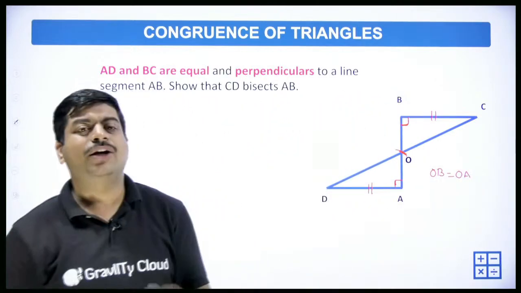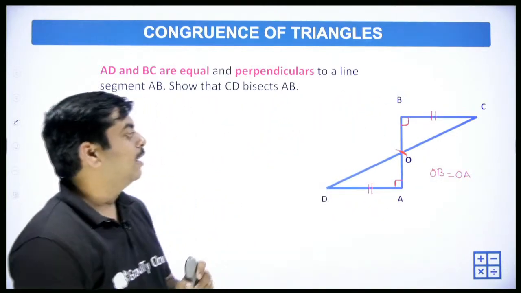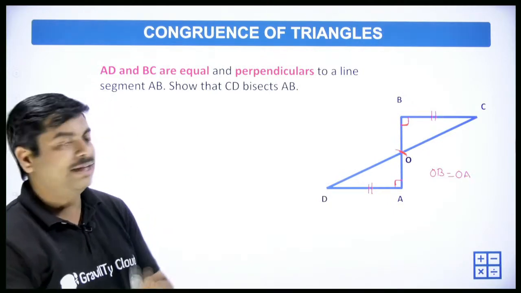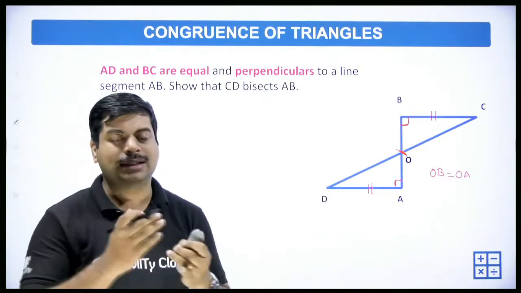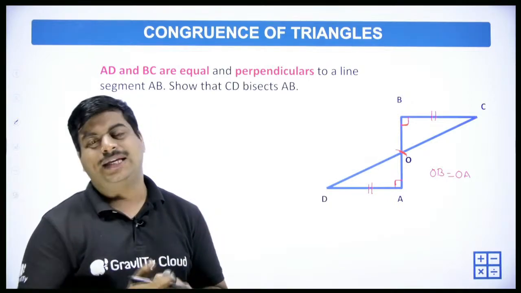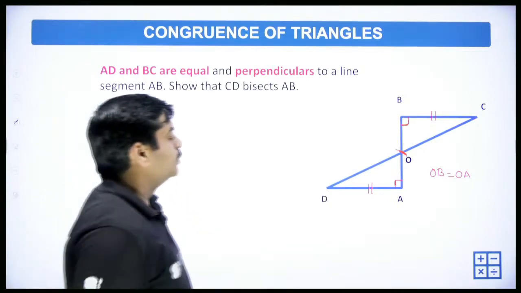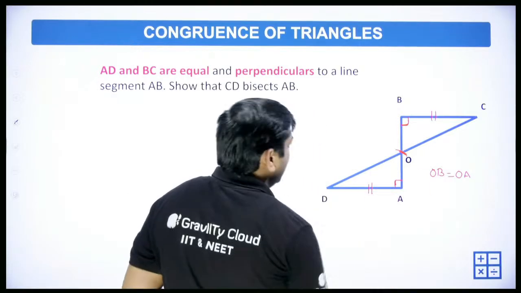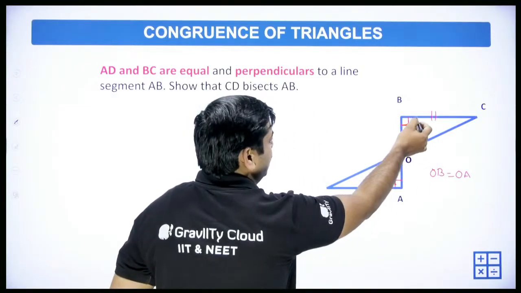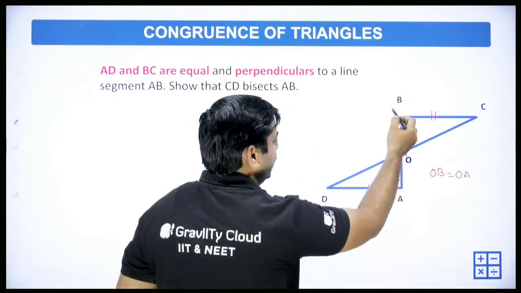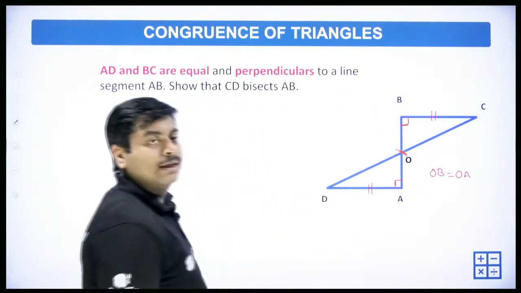For that we need to use the congruence of triangles, but we cannot directly use that, right? We need some relation like SSS or ASA or SAS, whatever we have discussed. So now, as these two are parallel to the same perpendicular, these two lines are perpendicular.